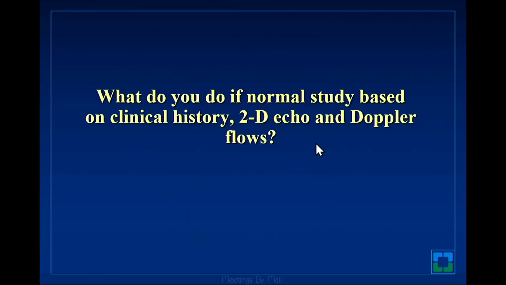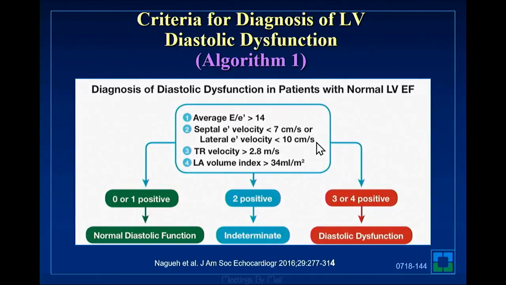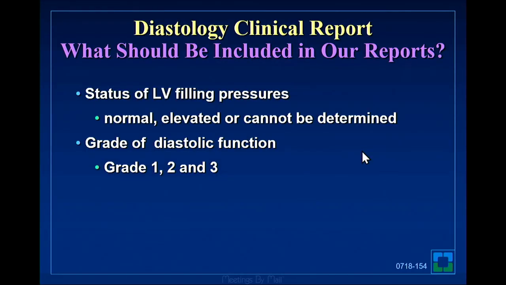So what if everything looks normal? So you have to know a normal situation. Then you would use algorithm 1, which is quite unusual. If everything is negative, this is normal diastolic function. And if everything's positive, this is diastolic dysfunction. And in between, 2 positive, it's indeterminate. Most echo labs should try to report out what they think the filling pressures are. Are they normal or elevated or cannot be determined? Or what the grade is, grade 1, 2, and 3.